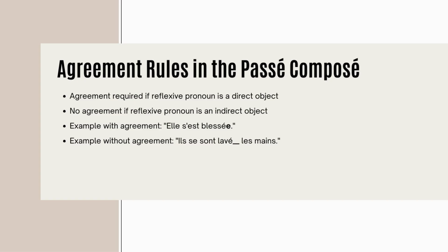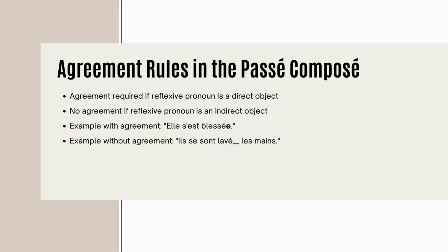But if the reflexive pronoun is an indirect object, like in ils se sont lavé les mains, they washed their hands, there is no agreement with laver. This is a crucial distinction. So let's say both examples together. Elle s'est blessée, ils se sont lavé les mains.